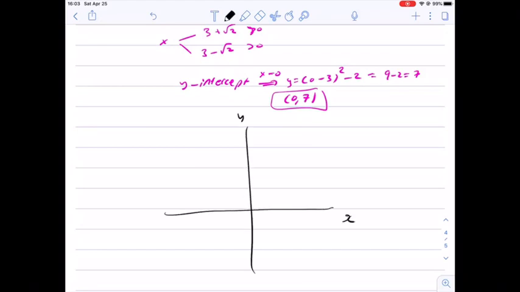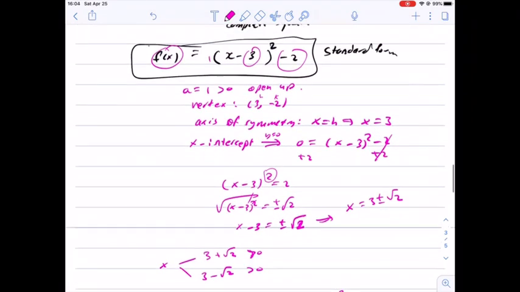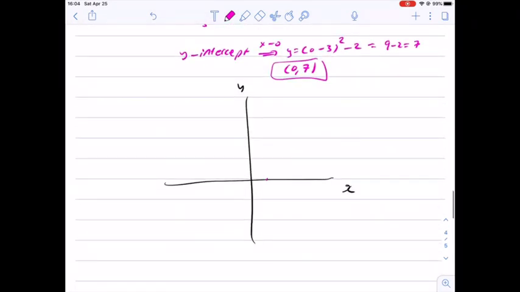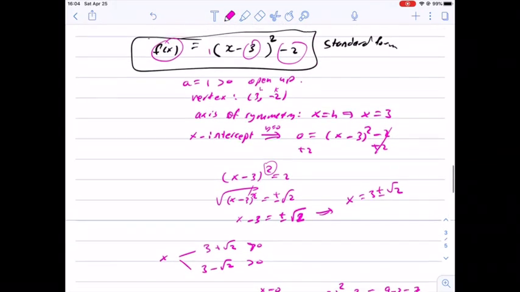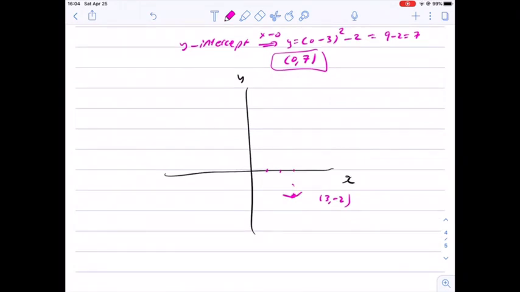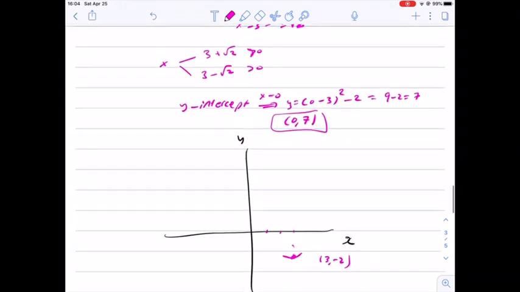Here we have x, this is y. What is the vertex of the function? The vertex is 3 on x and negative 2 on y. So this point, (3, negative 2), is the vertex. And since the graph opens up, this is the lowest point in the graph. And what are the x-intercepts? We have two intercepts here, 3 plus square root 2, say here, and 3 minus square root 2, say here. So the graph should intersect the x-axis at those two points.